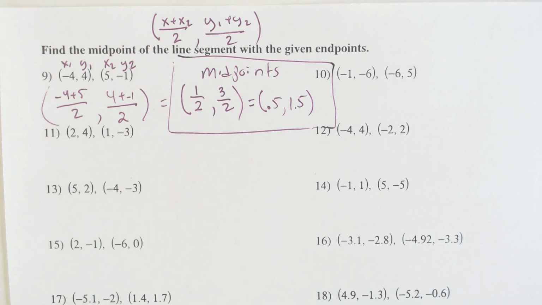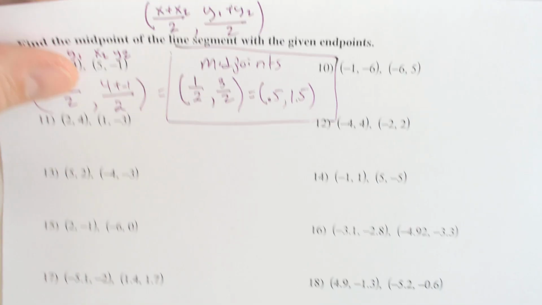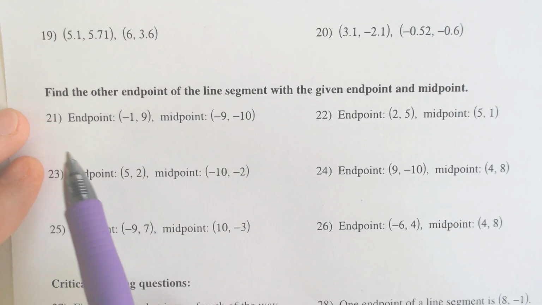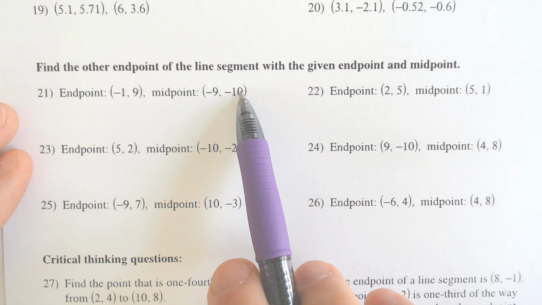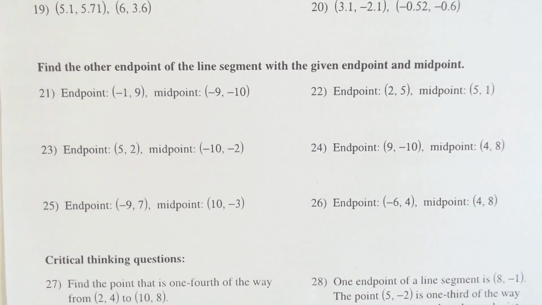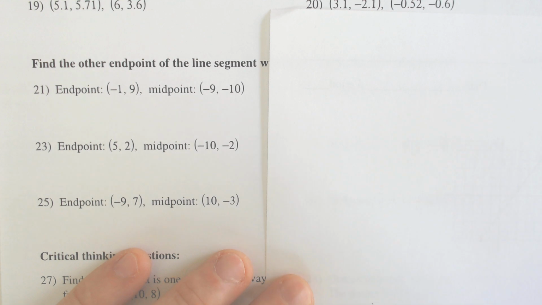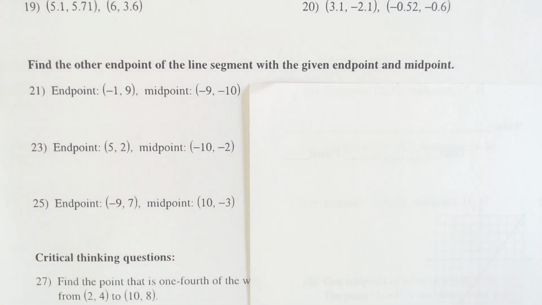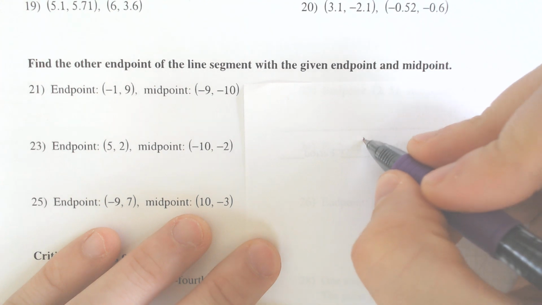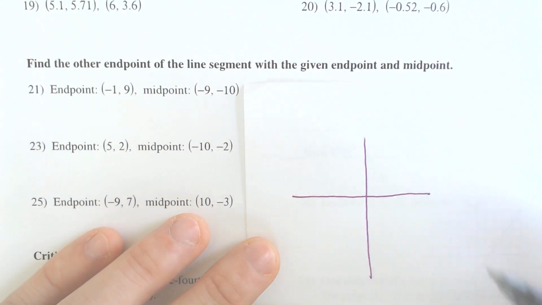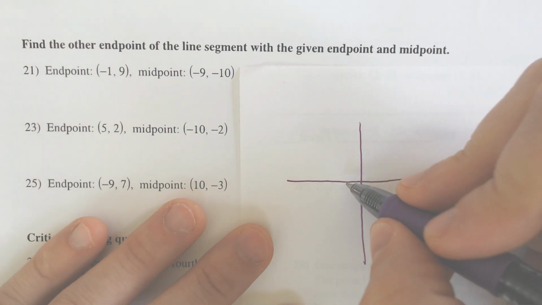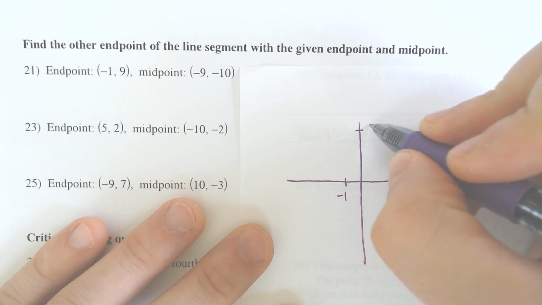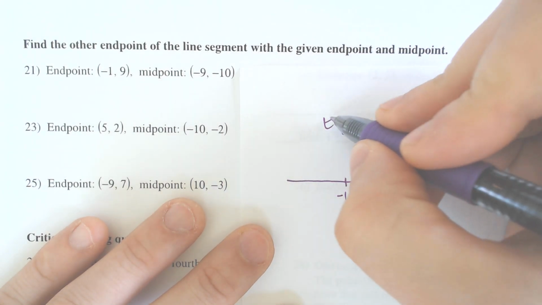The last but certainly not least skill that we need to work on is finding the other endpoint. This, my friends, tends to be a little bit more difficult. You can do it with the equation. I don't recommend it. I recommend taking the moment to graph it out. So if I plot the point at -1, +9, that is an endpoint.